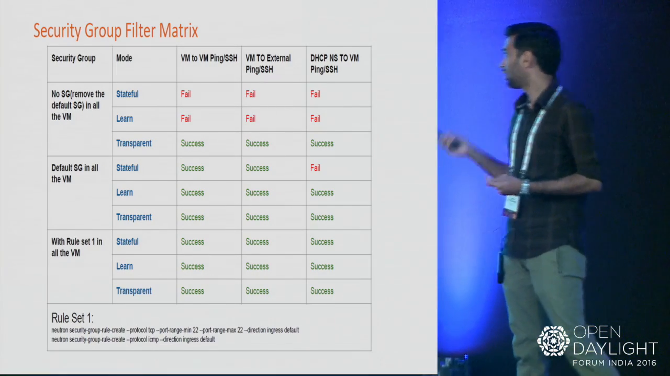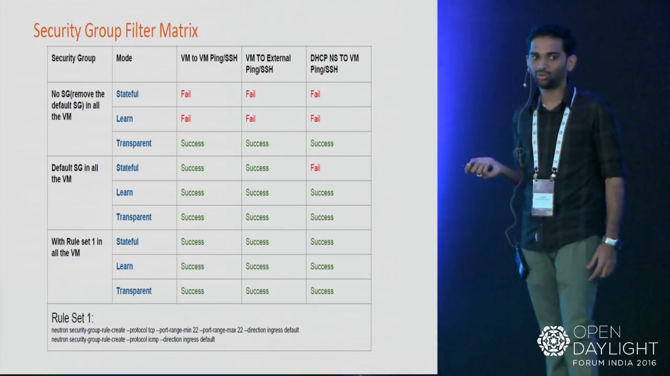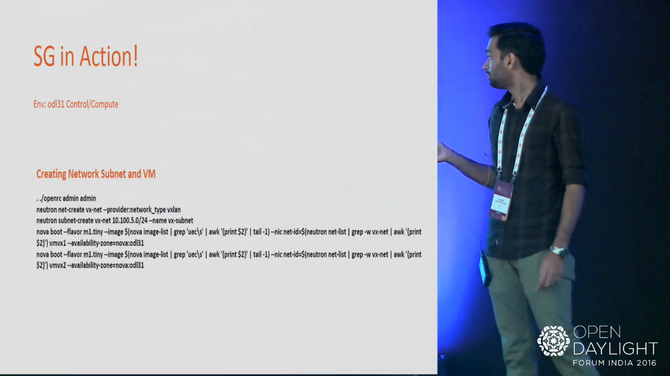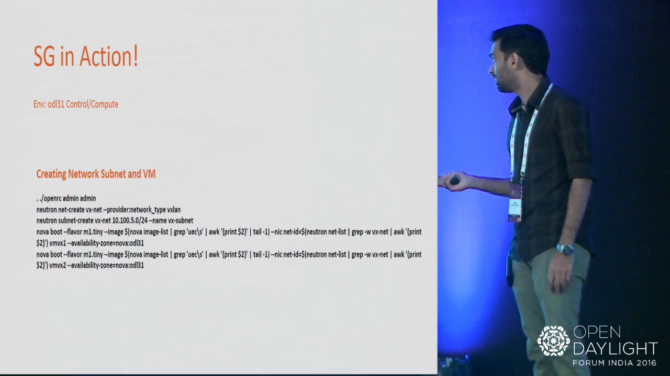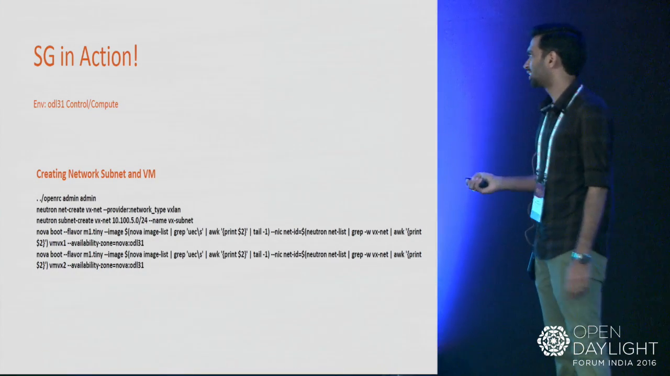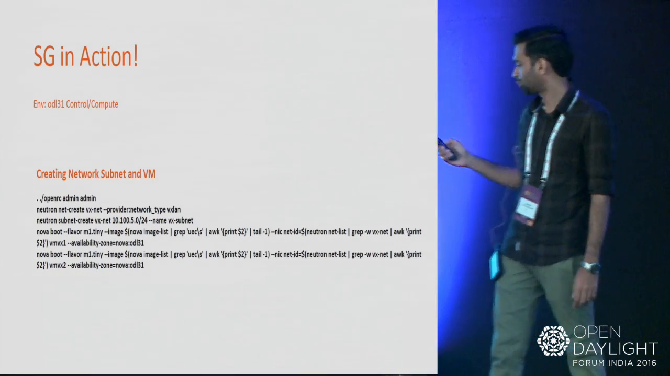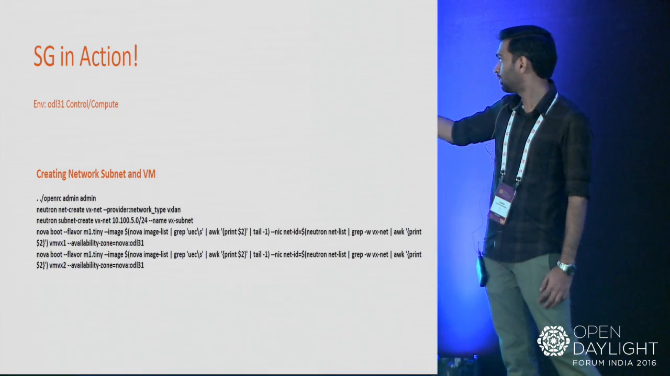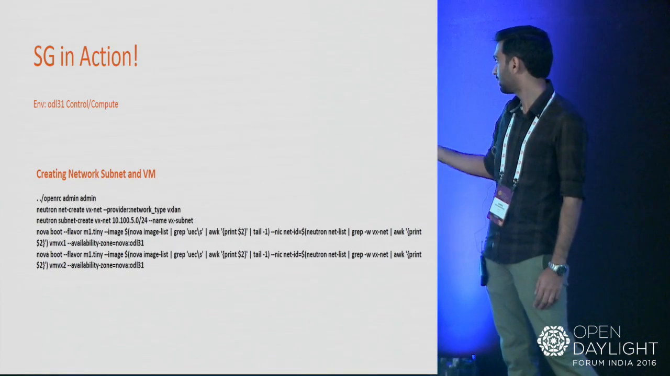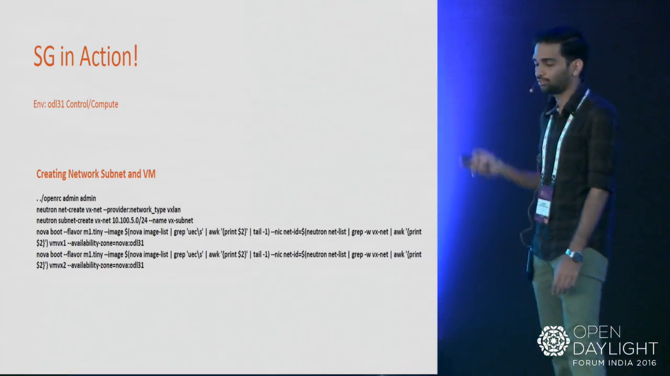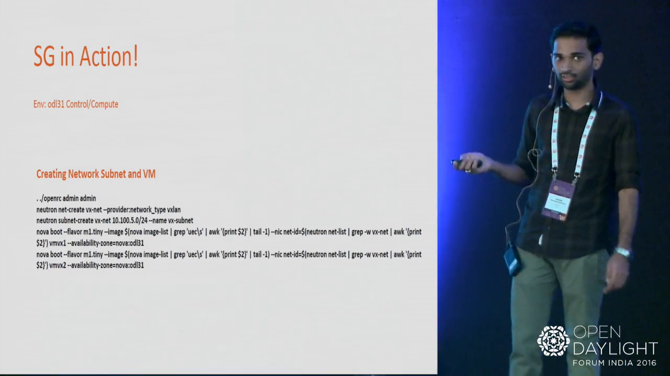Okay, so now I'll go to some of the flows. Here I'm creating a network of VXLAN type and one subnet, and I'm spawning 2 VMs. As I told, I'm not explicitly specifying any security groups, so both the VMs will have the default SG associated with them.